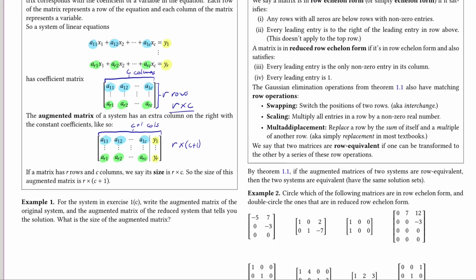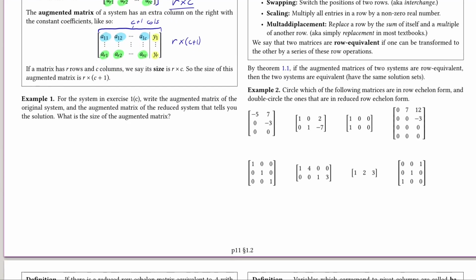We're going to look at the system in exercise 1 part C, meaning the warm-up exercise. And we're going to write the augmented matrix of the original system and the augmented matrix of the reduced system that tells you the solution.